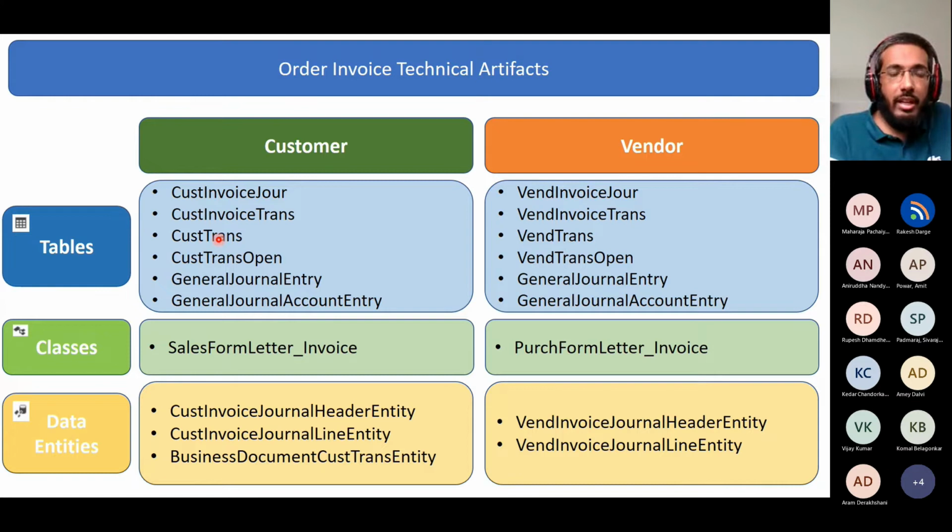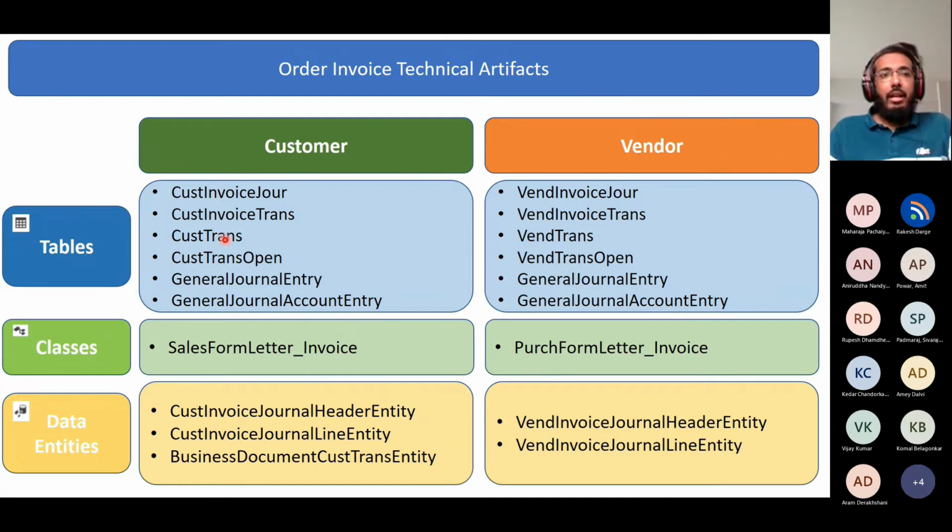So whenever you want to see any transactions being posted against a customer, this is the table we actually use, CustTrans. You can even call this a subledger table, which holds the information about the transactions. It's a similar case for vendors, where you'll find a similar table, VendTrans, just that Cust has been replaced by Vend. So that's how it's easy to navigate through these tables.